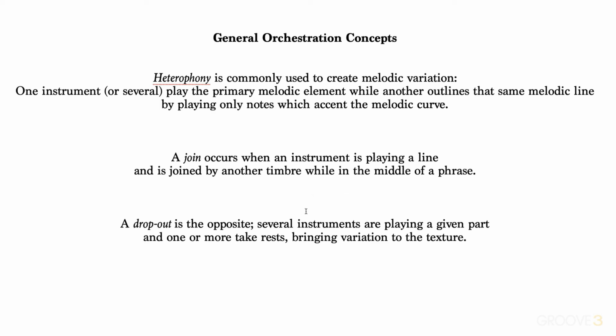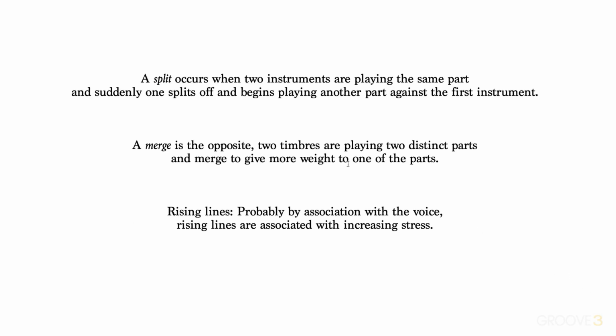A dropout is the opposite, where several instruments are playing a given part and one or more take rests, bringing variation to the texture. And a variation of this is the split, which happens when 2 instruments are playing the same part and then one splits off and begins playing another part against the first instrument. And we looked at this in one of the earlier videos. And then we have a merge, which is the opposite of a split, where 2 timbres are playing 2 different parts and then merge together to give more weight to one of them.